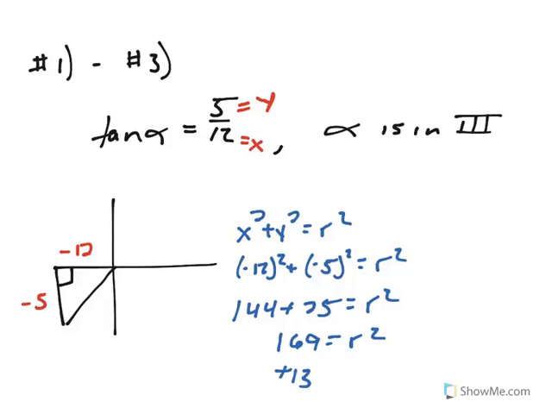Therefore, r is plus or minus 13. The radius is always positive, so it's positive 13. So as we proceed through questions 1 through 3, we have to use the fact that x is negative 12, y is negative 5, and r is 13.